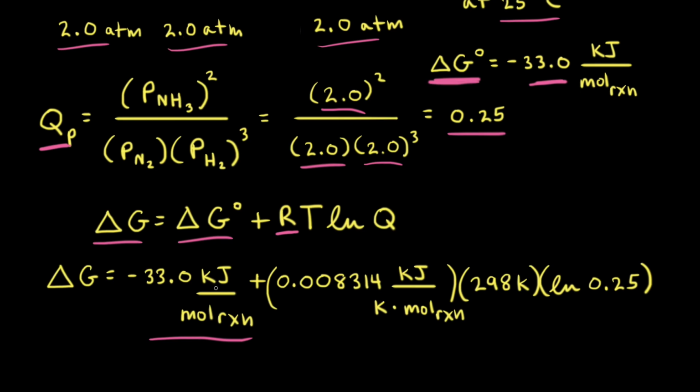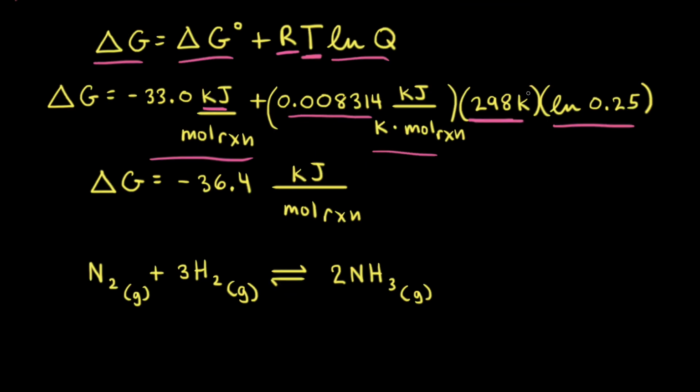But to keep our units the same in kilojoules, you can see I've converted the ideal gas constant into kilojoules per Kelvin mole of reaction, so it's 0.008314. We said the temperature was 25 degrees Celsius, so 25 plus 273 is equal to 298 Kelvin, and the reaction quotient Q is equal to 0.25, so it'll be the natural log of 0.25. So Kelvin will cancel out, and when we do the calculation, we find that delta G is equal to negative 36.4 kilojoules per mole of reaction.